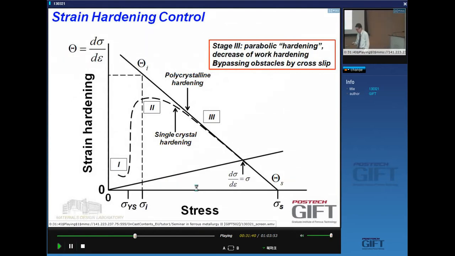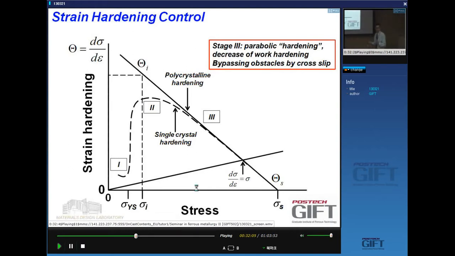Yes, you're in stage 3. You're in this stage of cell forming. If you compare the strain hardening as a function of stress, and you look at the single crystal, so easy glide, you had very low strain hardening, and then you have a very high strain hardening in stage 2. Yes, that is actually the only time that you get strain hardening.